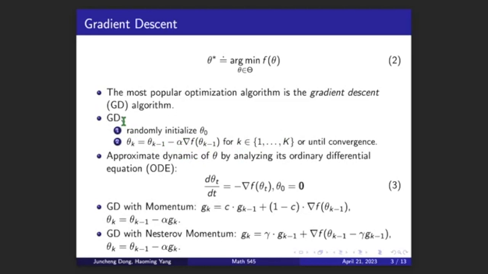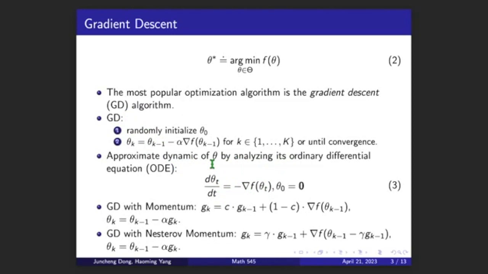Obviously, this is a discrete time algorithm. However, to analyze its dynamics, we can consider its continuous time version and approximate its dynamics by analyzing its ODE. That is, d theta t over dt equals negative of the gradient of f at theta t.